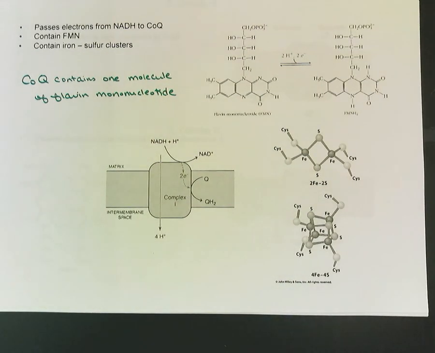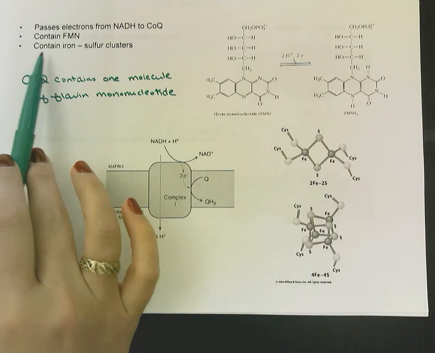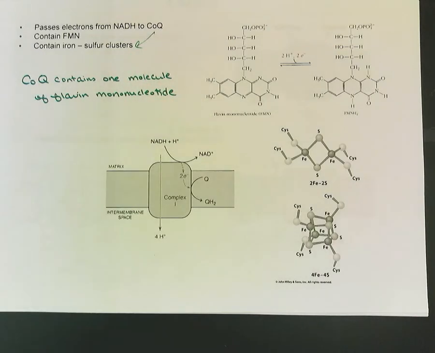So CoQ contains one molecule of flavin mononucleotide. What's the other molecule we know that contains a molecule of flavin mononucleotide? Right, FAD, right? So CoQ is very similar in function to FAD. They just have a different thing surrounding it. CoQ also contains what are called iron-sulfur clusters.